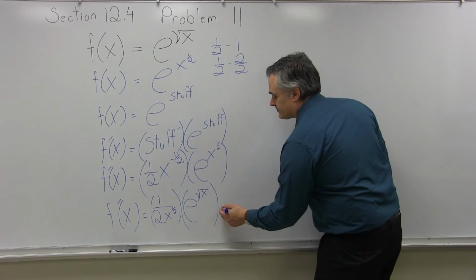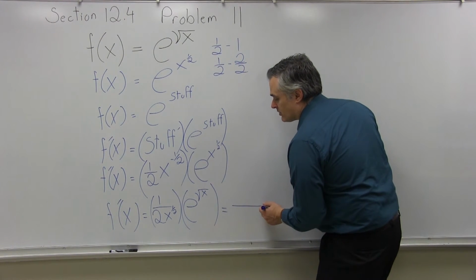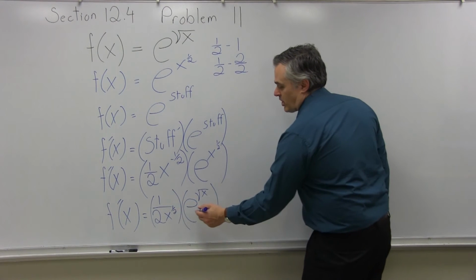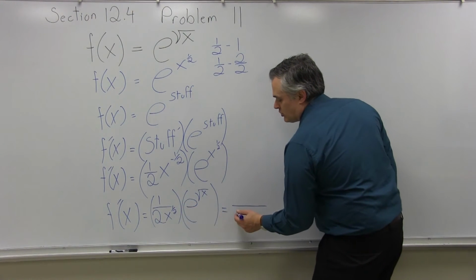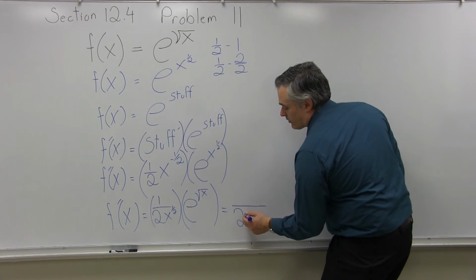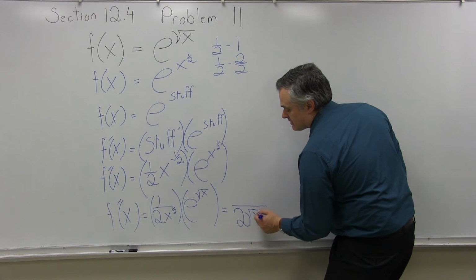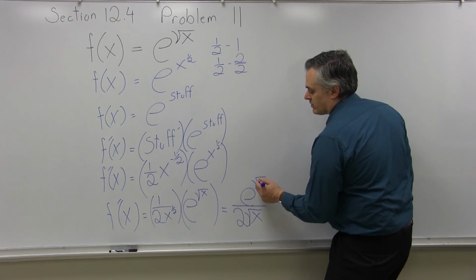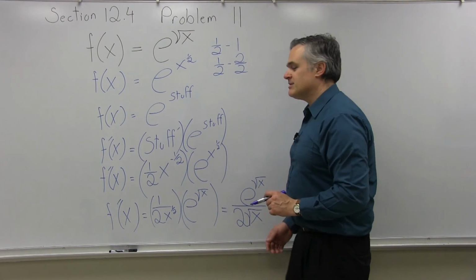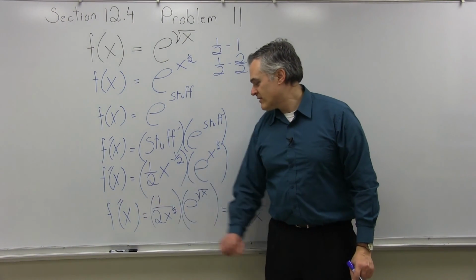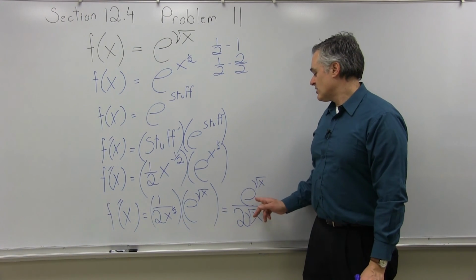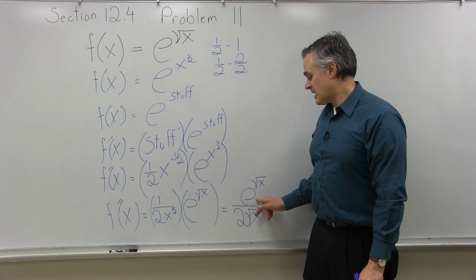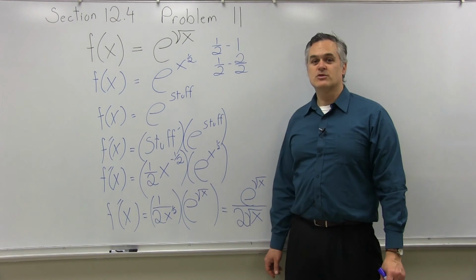And then you can simplify it a little bit further. You can make it a fraction. The bottom of the fraction will be this 2x to the 1/2 power, or really 2 square root of x. And the top will be e to the square root of x. That's about as simplified as you can take it down. So f prime of x equals, you have a fraction, in the top of the fraction e to the square root of x power, in the denominator 2 square root of x.